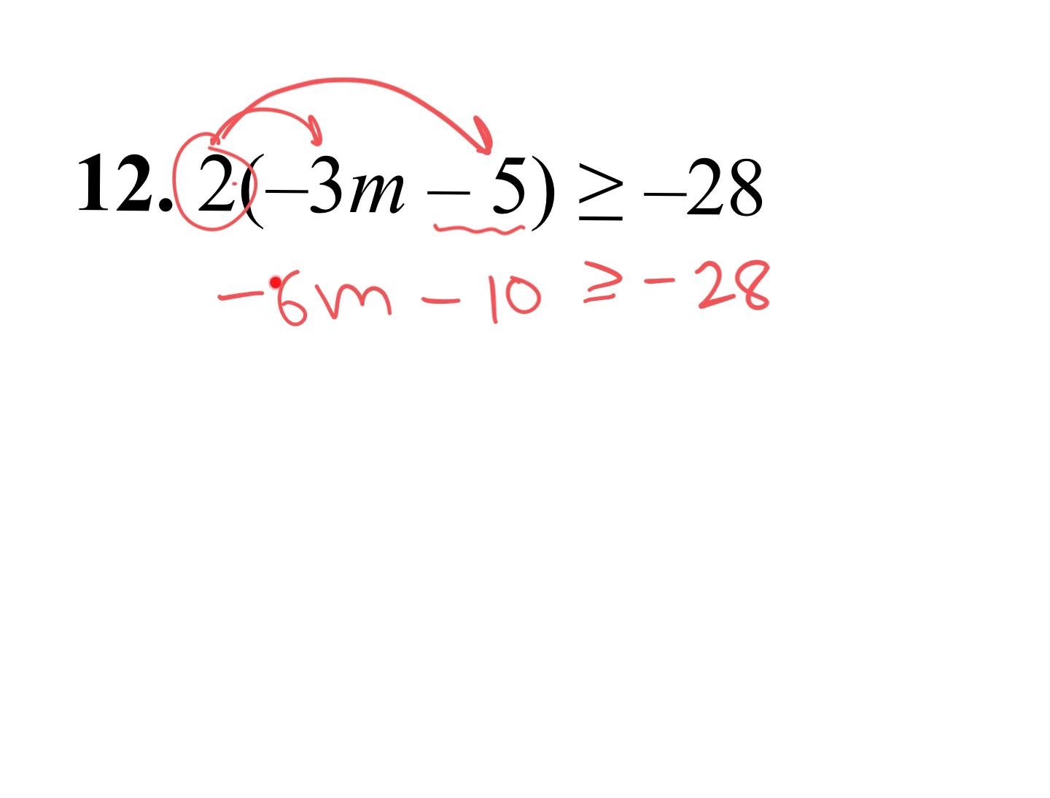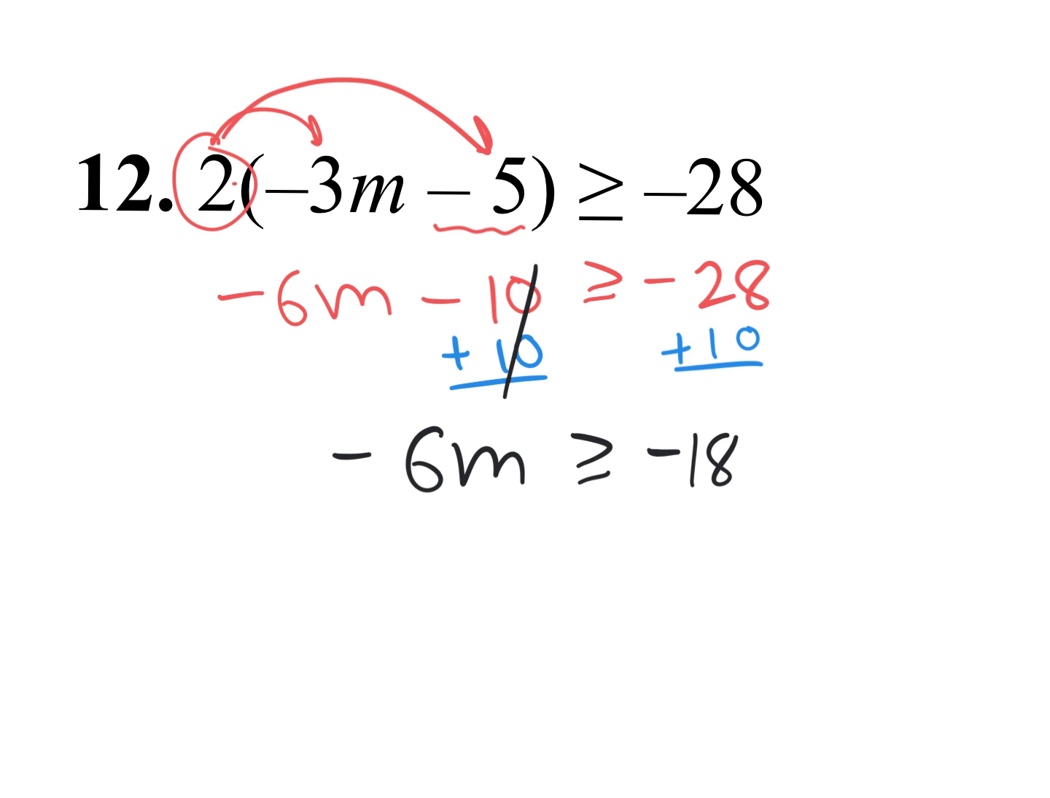You don't want the negative 6 that's being multiplied in front of the m, and you don't want the minus 10. So of course, you get rid of the minus 10 first by doing the opposite of minus 10, which is plus 10. What you do to one side, do to the other. You're going to have negative 6m, that canceled out, is greater than or equal to negative 18.